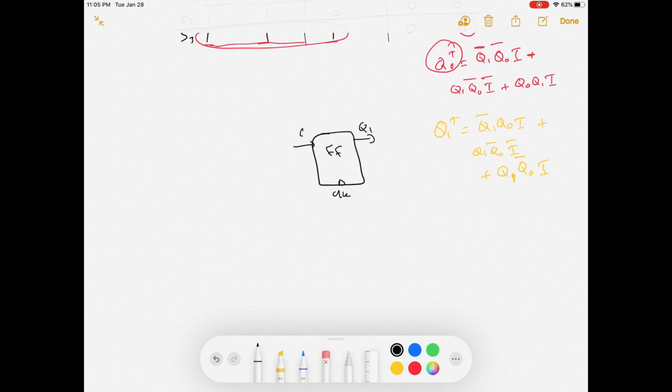So this is Q1 and this is Q1 plus. This is our second flip-flop. Now these clocks are the same clock, so usually you'd connect them with the same wire going to the clock, but I'm not going to draw them now, just to not confuse the drawing. So this is now the Q0 output, which represents the current state, and this is what needs to go to the next state, the Q0 plus.